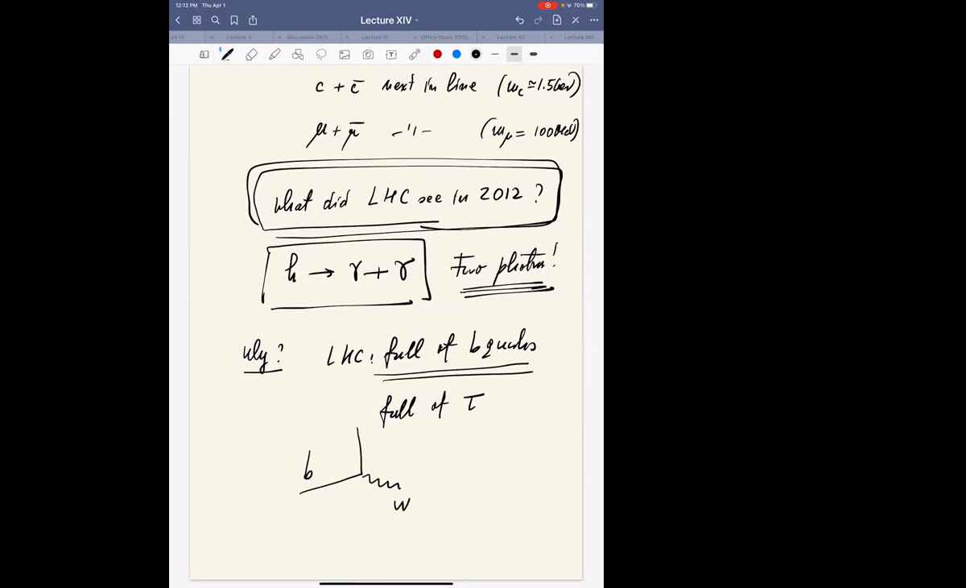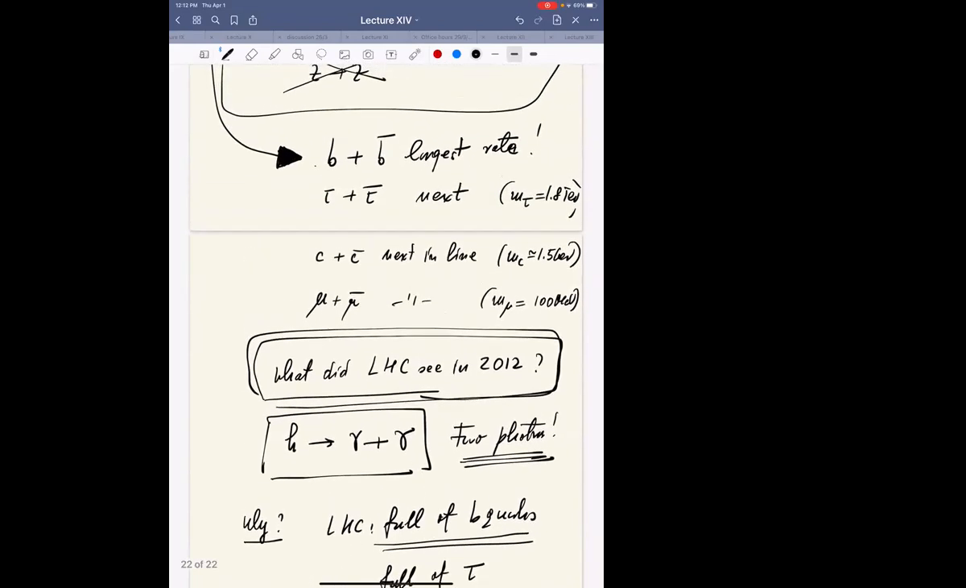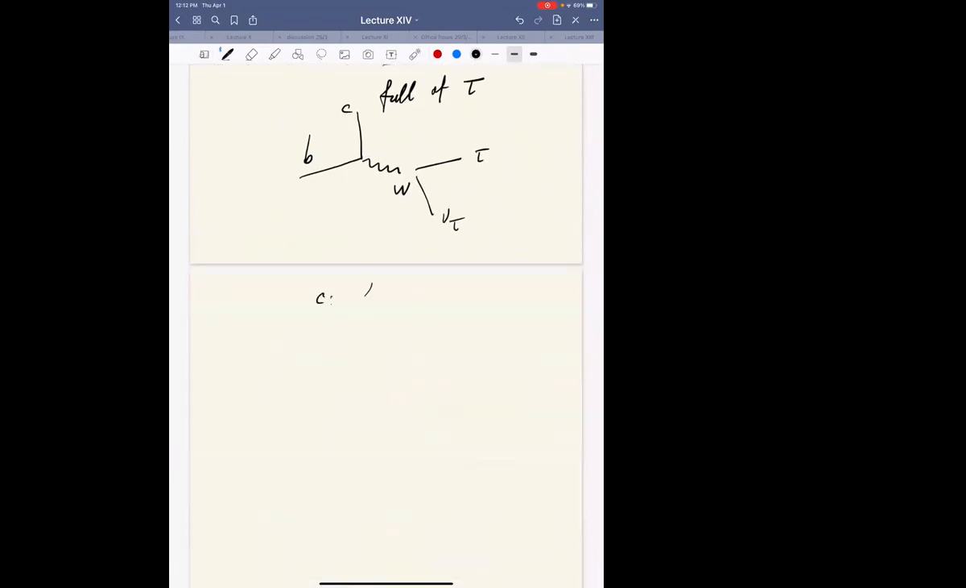We can put here, I don't know, maybe charm quark. And then W can give tau and nu tau, something like this. So there are a lot of taus because there are a lot of B quarks. And so on. And the charm quark is not easy. They are still not seeing the charm quark, okay? And the muon, small coupling. This is still being investigated. They are getting there.